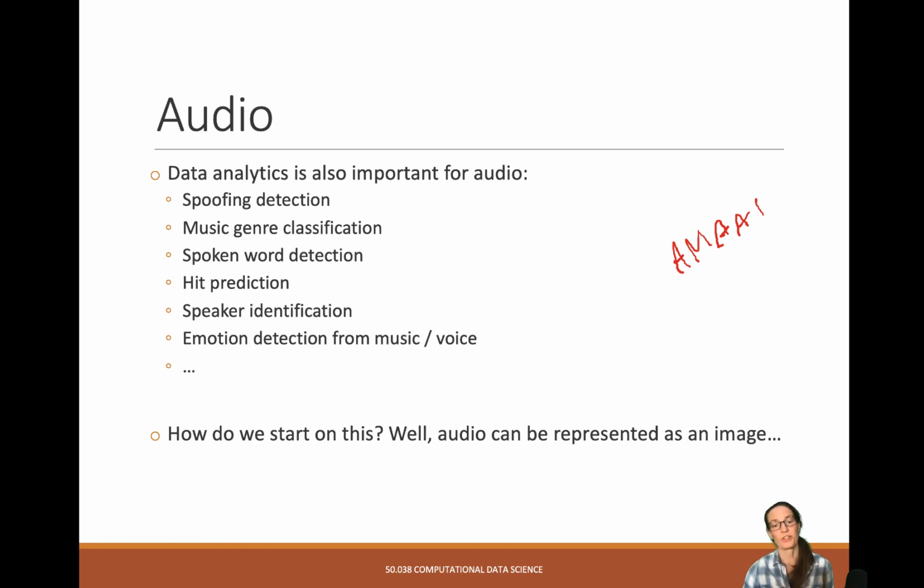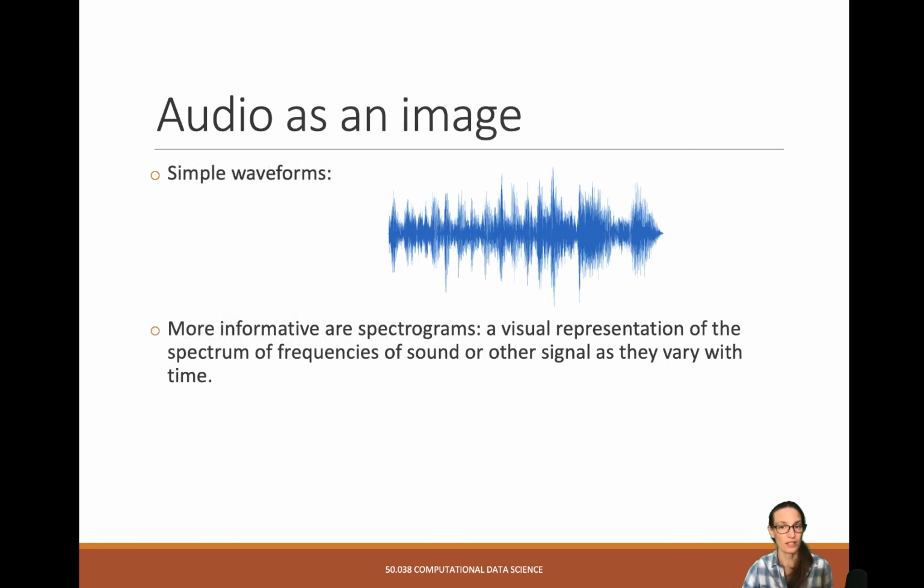So how do we start on this? Well, we can represent audio as an image, for instance. A waveform is basically a series of numbers, but it can be more informative if we use spectrograms. These are two main approaches, although there have been some convolutional-based neural networks that represent waveforms very well, which I'll talk about.